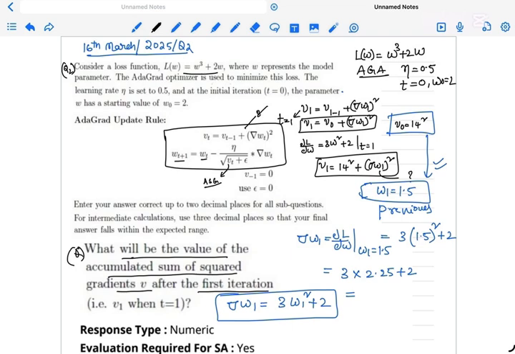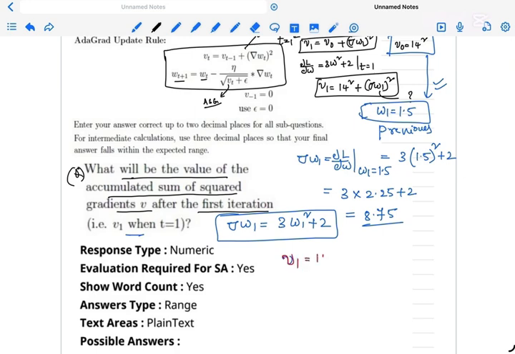So this value is 8.75. So V1 equals 14 square plus 8.75 whole square. So in this equation, right, 14 square is 196 plus 8.75 square, 76.5625, and it is 272.5625. This is the V1.